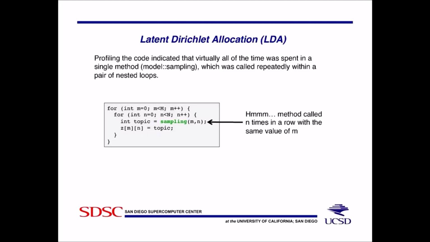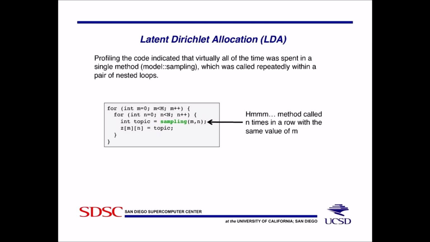So when I did a profiling of the code, sometimes you profile a code and you get a very flat profile. You see, 3% is spent here, 2% of the time is spent somewhere else. This was the complete opposite of this. It was beautiful. I profiled it, and it showed that virtually all of the time was spent in a single method in the C++ code. The method is model sampling. And not only that, it was repeatedly called within a pair of nested loops.